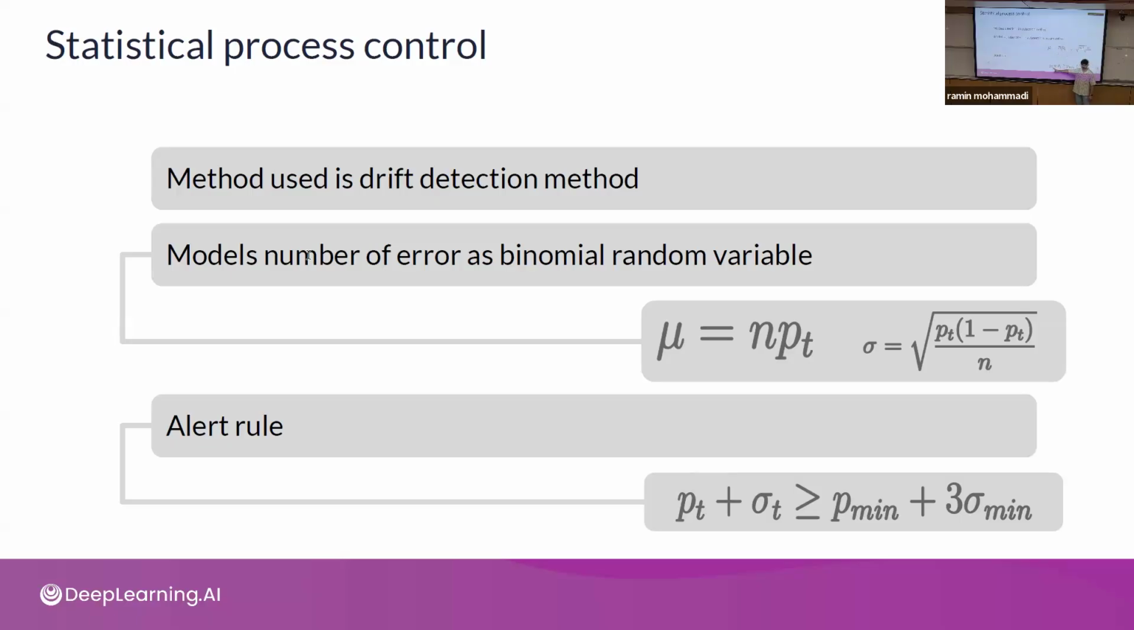You can create an alert rule like this. If the probability of error plus the standard deviation that you have is more than minimum error plus 3 standard deviations, then you create an alert, right? So it's called statistical process control, more common in manufacturing again. But still you can define the same thing for your ML pipelines.